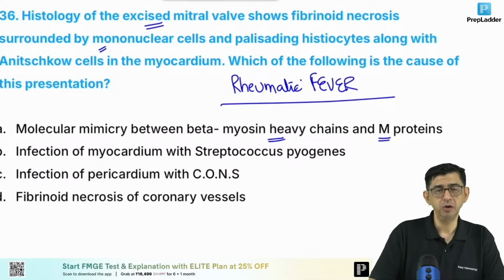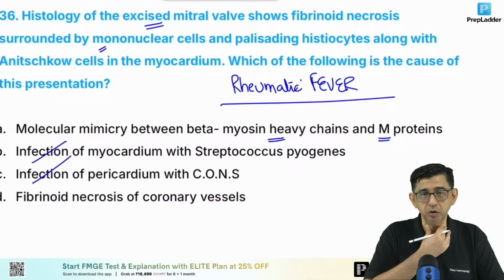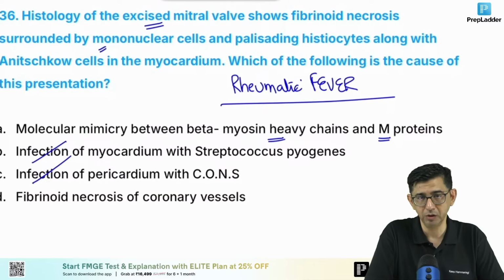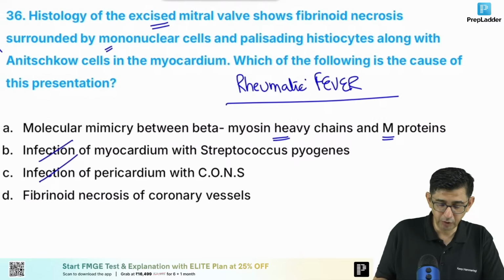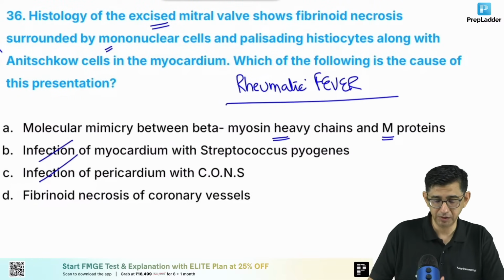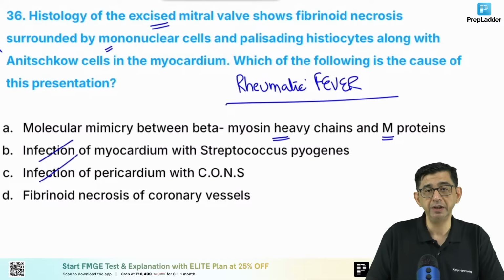If you look at the remaining options, there is no infection of the heart. It is infection in the throat, which is caused by group A beta hemolytic Streptococcus pyogenes. So the answer is obviously not B or C, because there is no infection of the heart per se. It is infection of the throat that is occurring. Here it is written infection of myocardium or pericardium. If there is infection of pericardium, I will call it pericarditis.